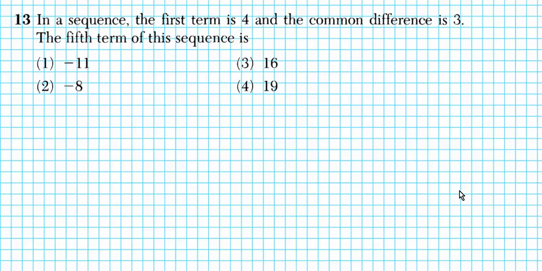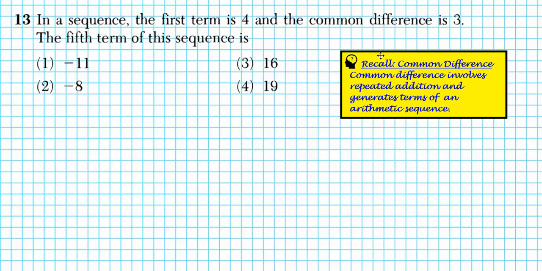Okay, let's take a look at number 13. It says, in a sequence, the first term is 4, and the common difference is 3. The fifth term of the sequence is... When you're talking about common difference, we're talking about repeated addition. So common difference means repeated addition, and it helps you generate terms of an arithmetic sequence. Common ratio is multiply, common difference is add. Ratio is your geometric sequence, and common difference is your arithmetic sequence. Okay, so let's keep that in mind.